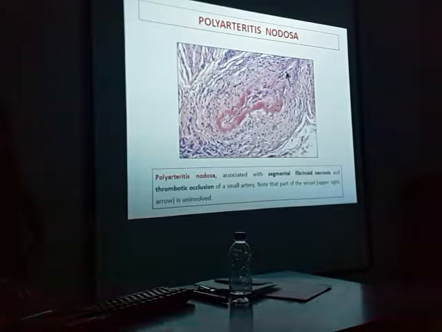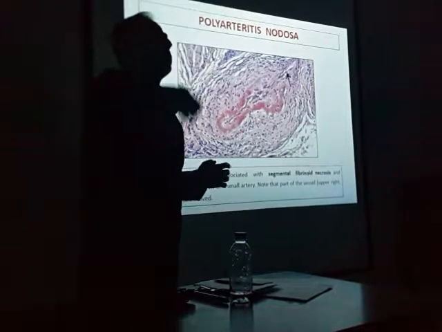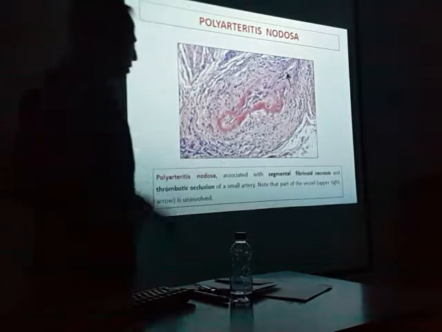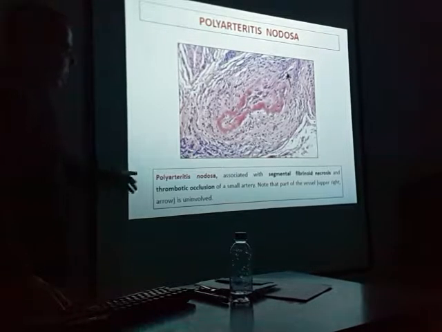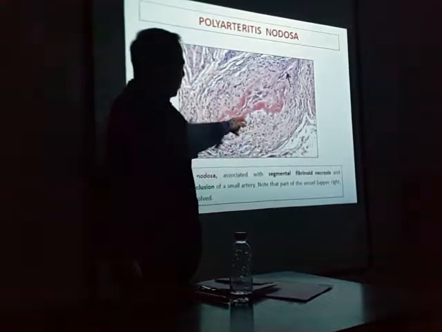Now coming to the medium vessel vasculitis, polyarteritis nodosa. We have the acute inflammation, we have the chronic inflammation along with the fibrinoid necrosis of the vessel wall. So polyarteritis nodosa presents with the segmental fibrinoid necrosis.